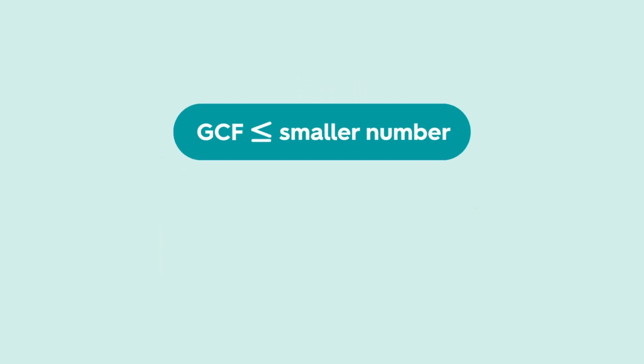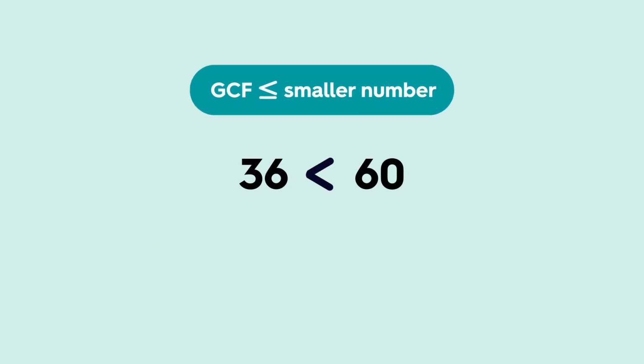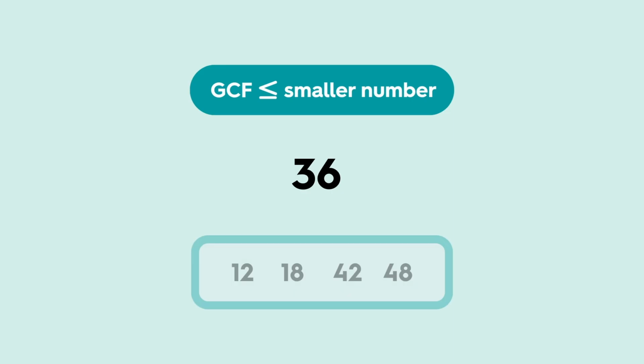Here's a fast tip. The greatest common factor can't be bigger than the smaller number you're comparing. So if an answer choice is larger than the smaller number, you can eliminate it instantly.